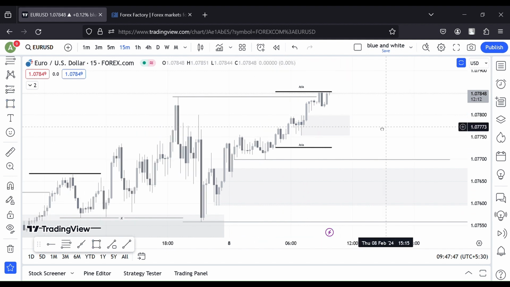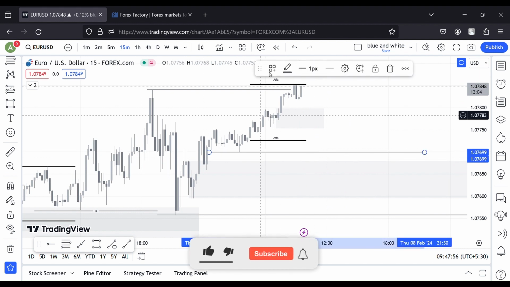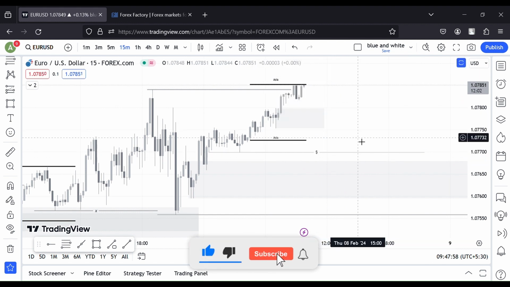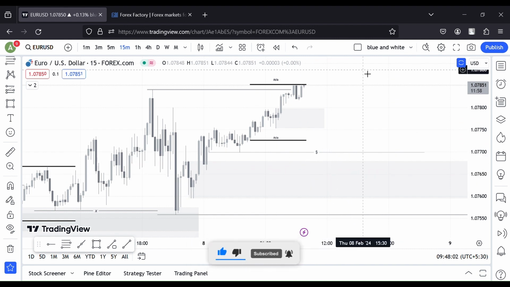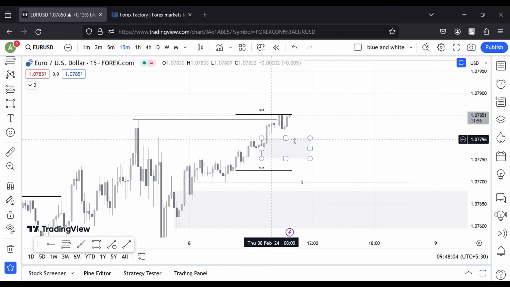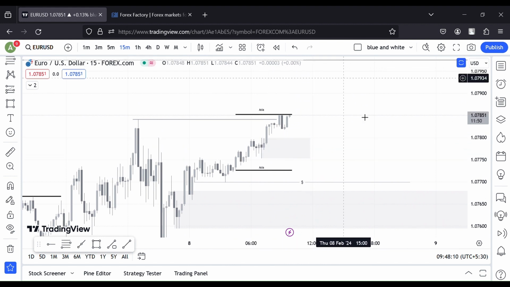So for now, I'm anticipating the price to move into the downward direction, take these equal lows, and move into this POI and then move into the upside direction. Else, we are going to respond from this higher time frame POI, that is the 15-minute POI, and move into this high right here. So this is pretty much it.